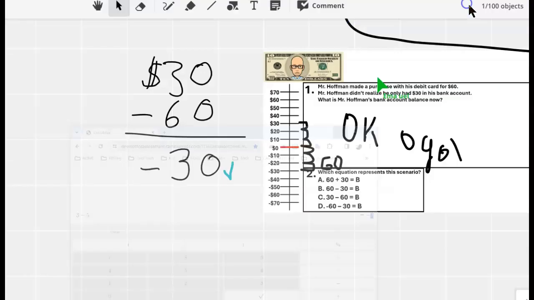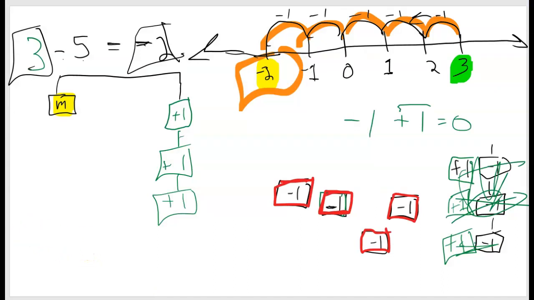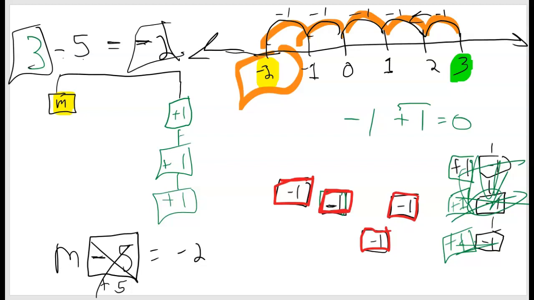Now we can feel confident that we're getting the hang of this. So how is that going to help us with the big problem though? Well, whatever you do to one side, you do to the other. In essence, what we had originally was m minus 5 equals negative 2. What we did is we added 5 to this side to get rid of this negative 5, and that cancels out. Whatever you do to one side, you have to do to the other.